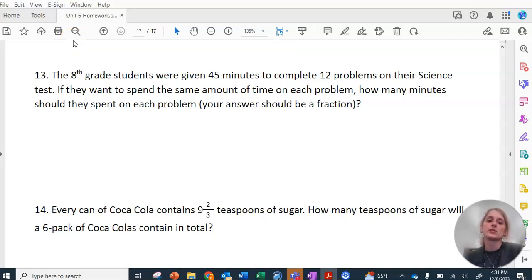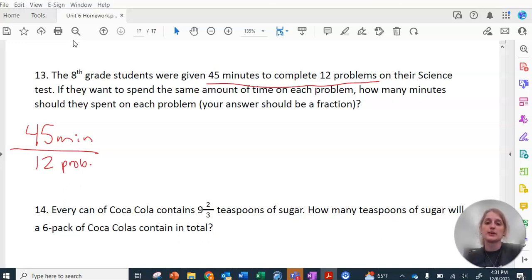Okay, the 8th grade students were given 45 minutes to complete 12 problems. Oh, I lied to you right now, because I can tell without even reading that problem. I just said 2 numbers and 2 different units. I think this is going to be a ratio problem. I think we're going to have 45 minutes and 12 problems. I'm going to read the rest of it just to find out.